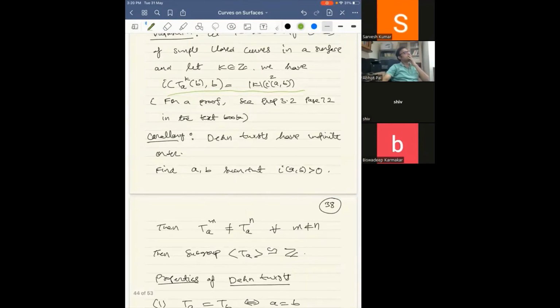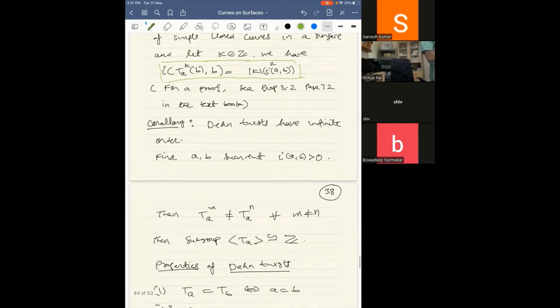So if you change k, the right-hand side here changes. So for different powers of k you have a different action on B, which you can see from here. Because if the action is the same, then the intersection number will also agree. So this formula immediately communicates that different powers of T_A have different actions on simple closed curves. If the action is different, it means different powers represent distinct elements in the mapping class group.